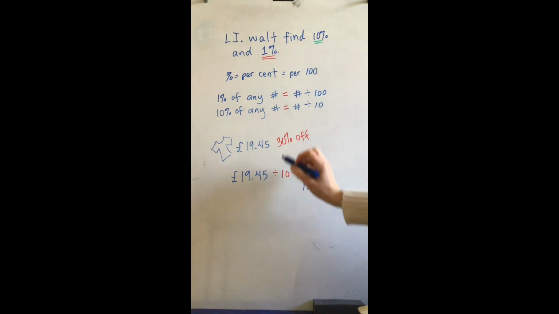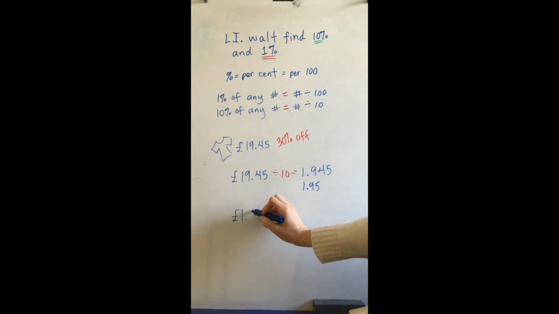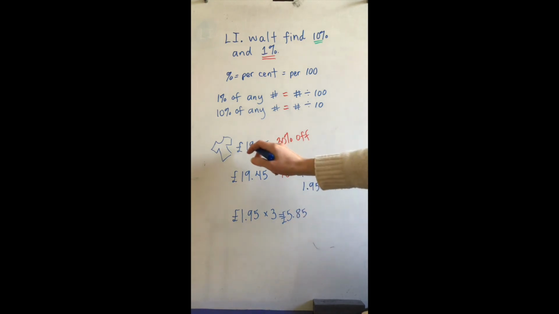And then to find 30%, which is 3 lots of 10, I would take the amount that it was off, £1.95, and I would just multiply that by my 3 lots of 10, okay, which would be 3, 6, take away, I hope. Okay, so it would be about £5.85 off, and I would take that off my top, and I'd be about £14, just under £14.